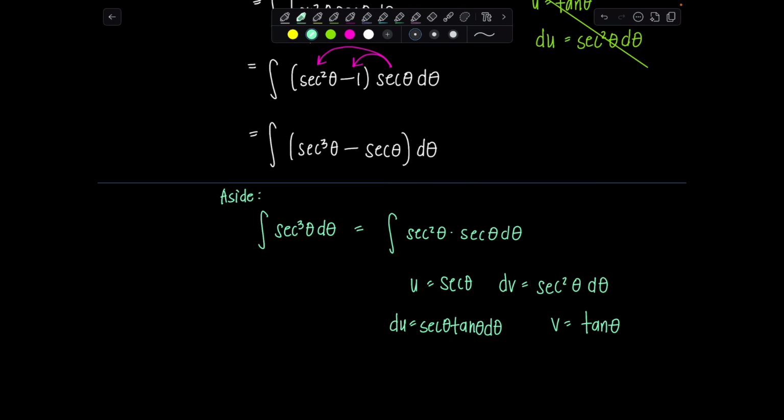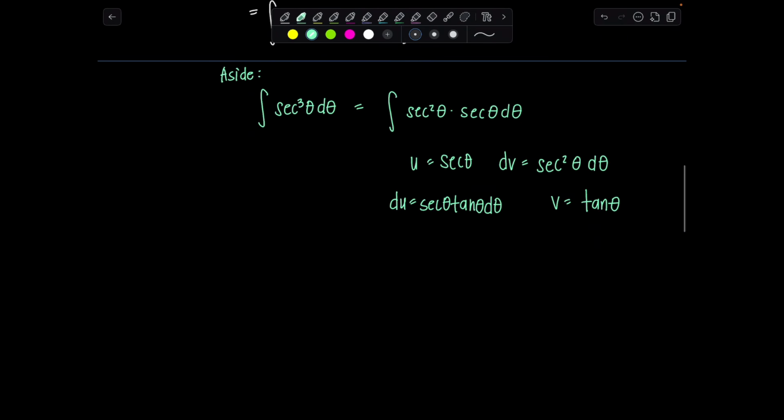This is one of those integrals that boomerangs. What do I mean? I'll show you. The original integral comes back to us. I'm going to call it I. This whole thing we're calling I. So I equals, now use your by parts formula.